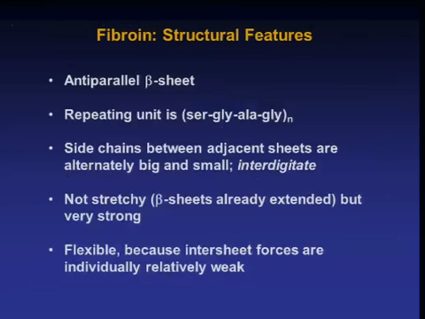Okay, so fibroin, major component of silk. In this case, we're talking about an anti-parallel beta sheet as the secondary structure. The repeating unit is serine, glycine, alanine, glycine, over and over and over again. In a beta sheet, a beta strand, what do we know about the R groups as you go from one residue to another? Up, down, up, down, up, down.